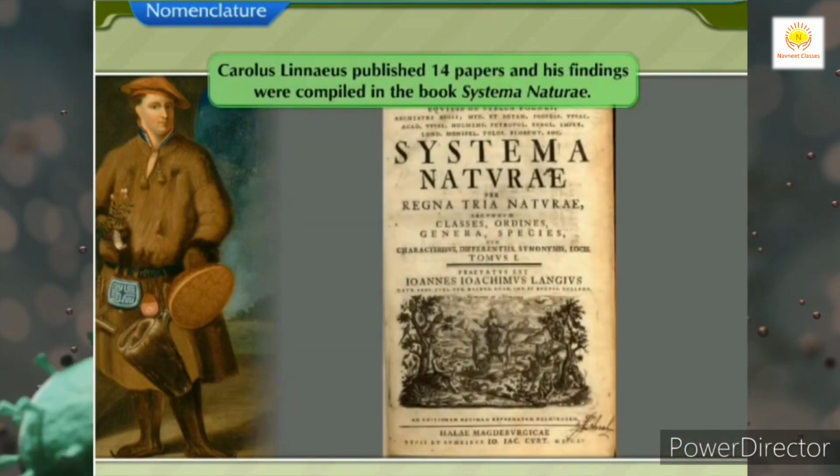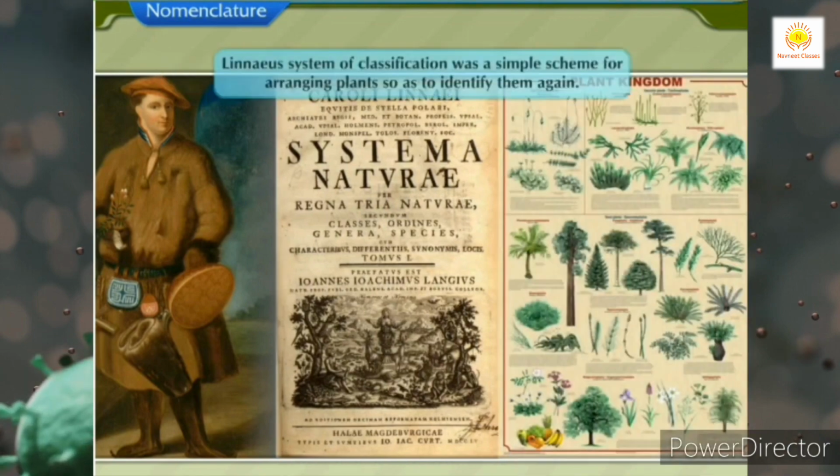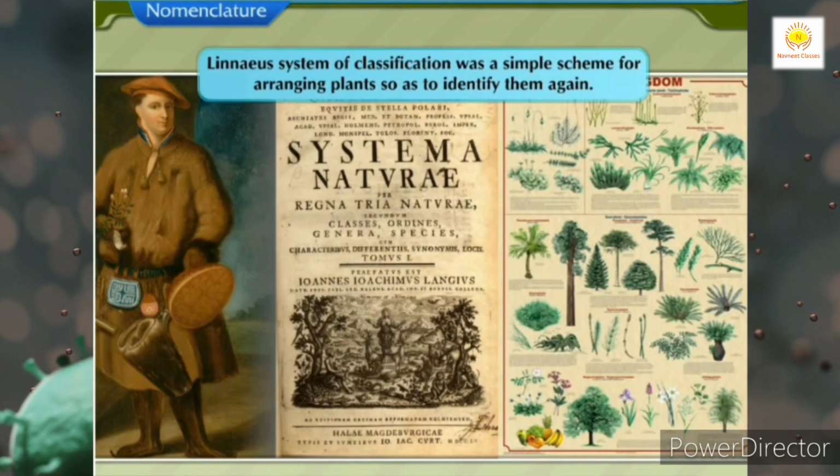He published 14 papers, and his findings were compiled in the book Systema Naturae. This book formed the basis for all taxonomical researches. His system of classification was a simple scheme for arranging plants so as to be able to identify them again.